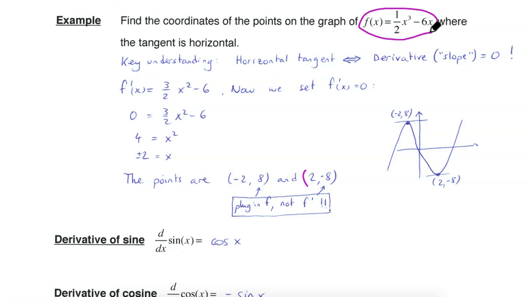What happens if you plug it into f prime instead? Well, you're going to find the derivative and try it, but you're going to find 0, because that's what we were looking for. Where is the derivative equal to 0? So it's incorrect at this point in the exercise to plug negative 2 and 2 in the derivative. We're looking for the point, we're not looking for the slope.